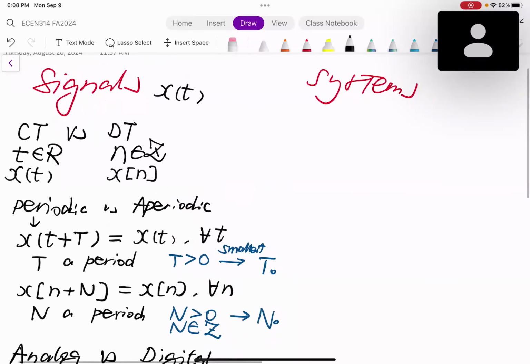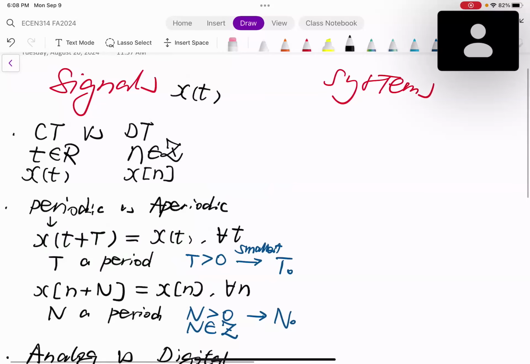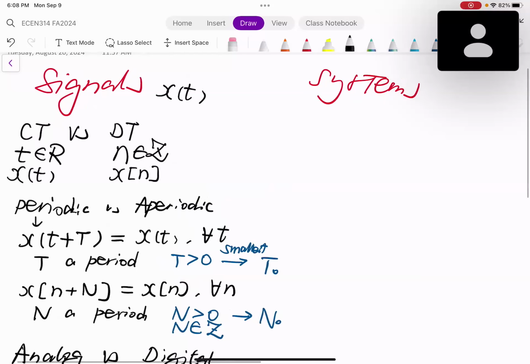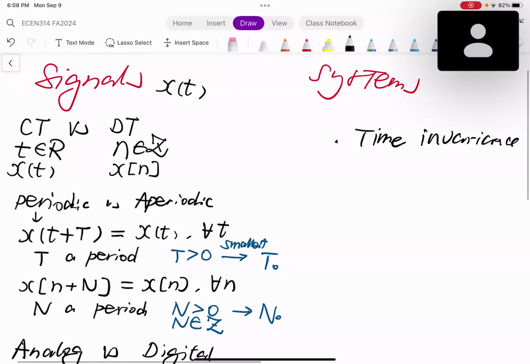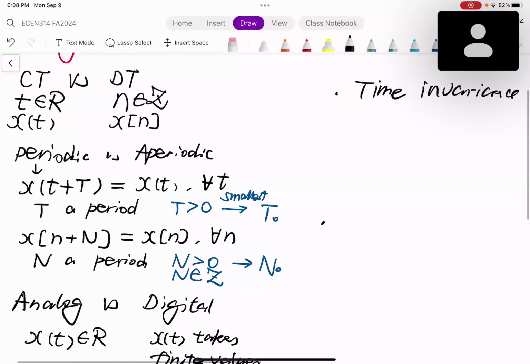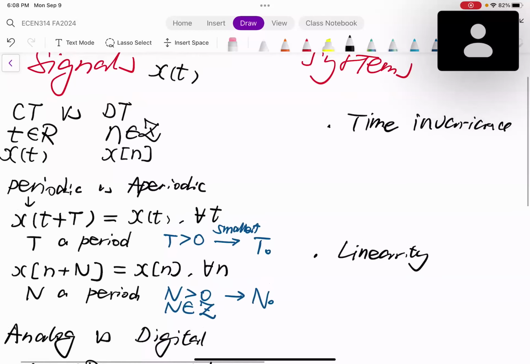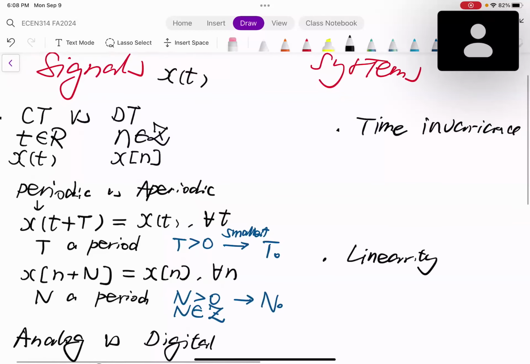And then about the systems, we actually only spent one lecture and we only learned two system properties, right? One system property is about time invariance. The other property is about linearity. Okay. And what about time invariance and linearity? By the way, if you have any question, feel free to unmute yourself anytime.